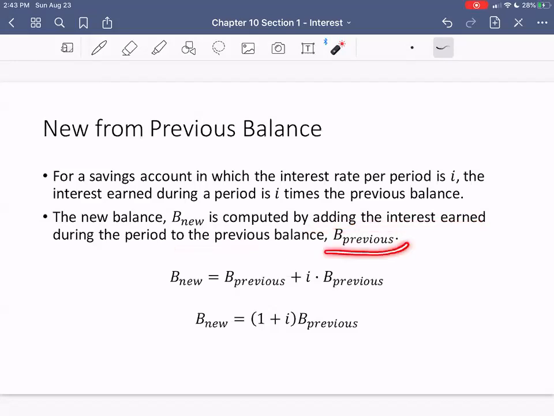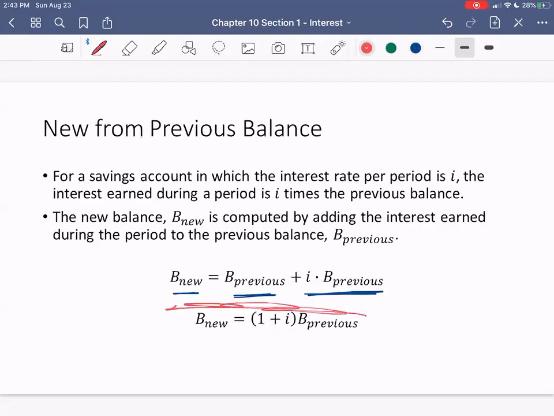And this is going to be our previous balance. So new balance, previous balance. And we can see that the new balance is the previous balance plus the interest times the previous balance. Or we write it out this way. And this right here is the way we're going to write it out. This is the formula that you need to know. I'm just showing you where we get this from. But that formula is the one that we're going to continue to use.